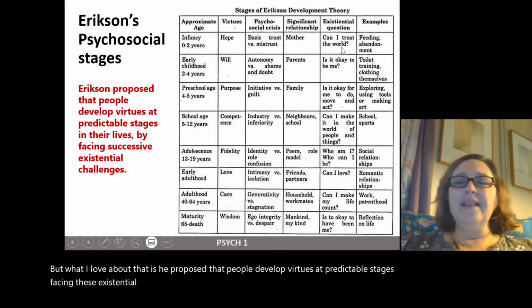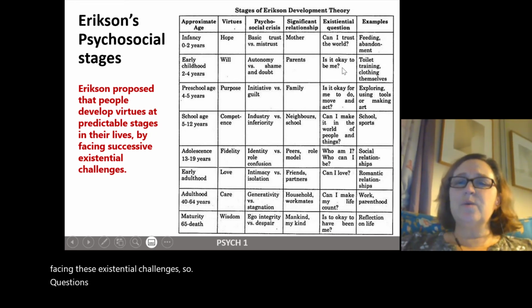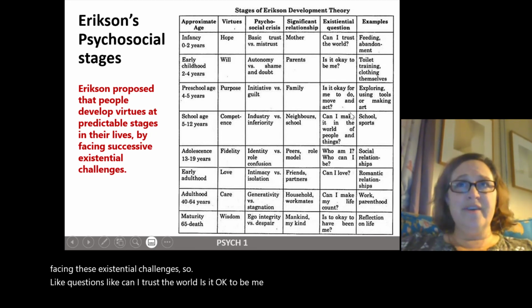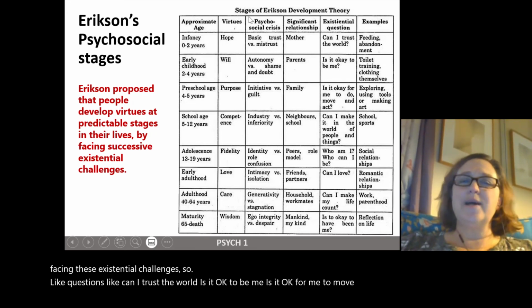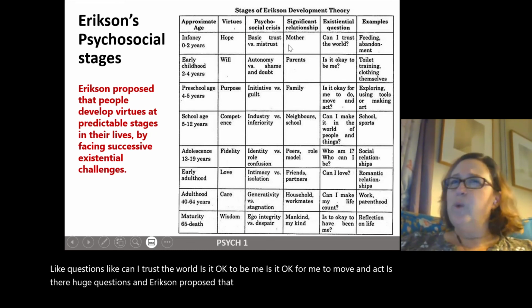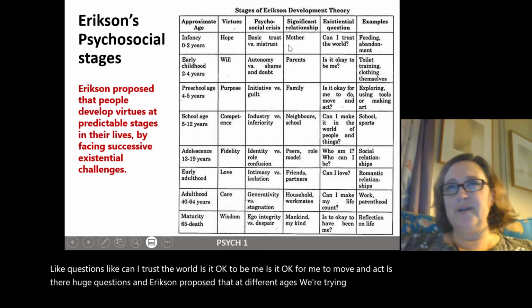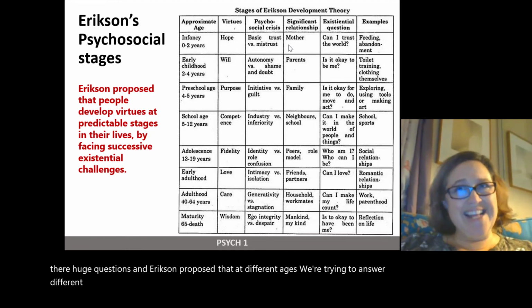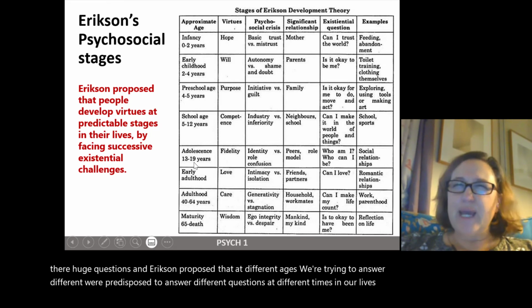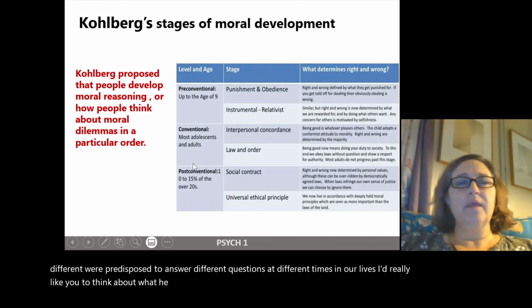So, questions like, can I trust the world? Is it okay to be me? Is it okay for me to move and act? These are huge questions. And Erikson proposed that at different ages, we're predisposed to answer different questions at different times in our lives. I'd really like you to think about what he has to say.